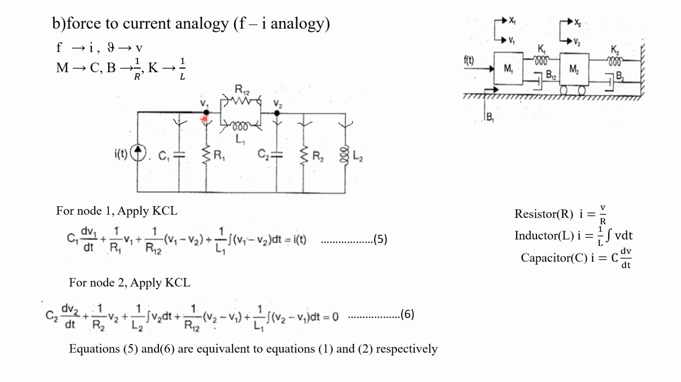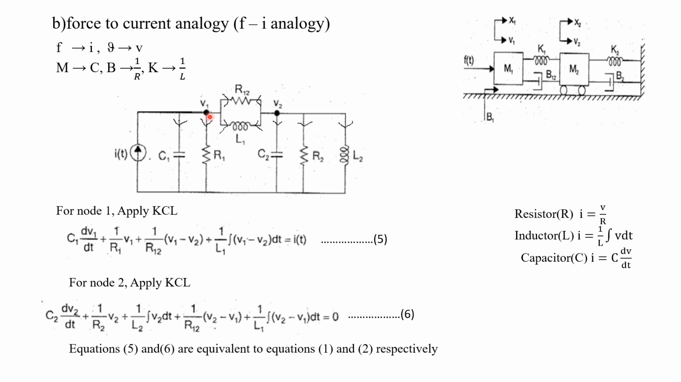For this node 1, we have to assume the direction of current. Already we have one current direction, towards the node. All the remaining currents we have to consider as away from the node. Because in the previous case, in force to voltage analogy, for each loop we assumed the direction of current as clockwise, isn't it? Similarly, here also we can take the direction of current as away from the node.